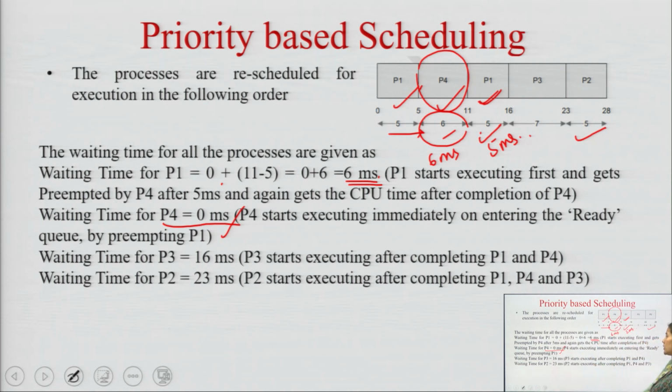Now, the waiting time for P3: it has to wait till the completion of both the tasks, that is P1 and P4. The execution time of P1 is 10 milliseconds and the execution time of P4 is 6 milliseconds. So, a total of 16 milliseconds P3 has to wait. Now, the waiting time for P2 is the execution time of P1, P4 and P3. So, 5 plus 10 plus 6 plus 7. This leads to 23 milliseconds, and in this way P2 has to wait for 23 milliseconds.